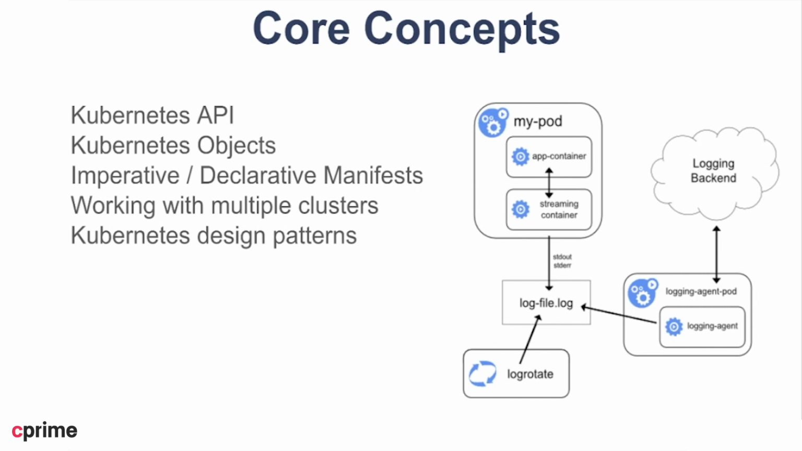There are design patterns that you can implement in Kubernetes to extend an existing application without having to change the source code, like a sidecar pattern, for example.